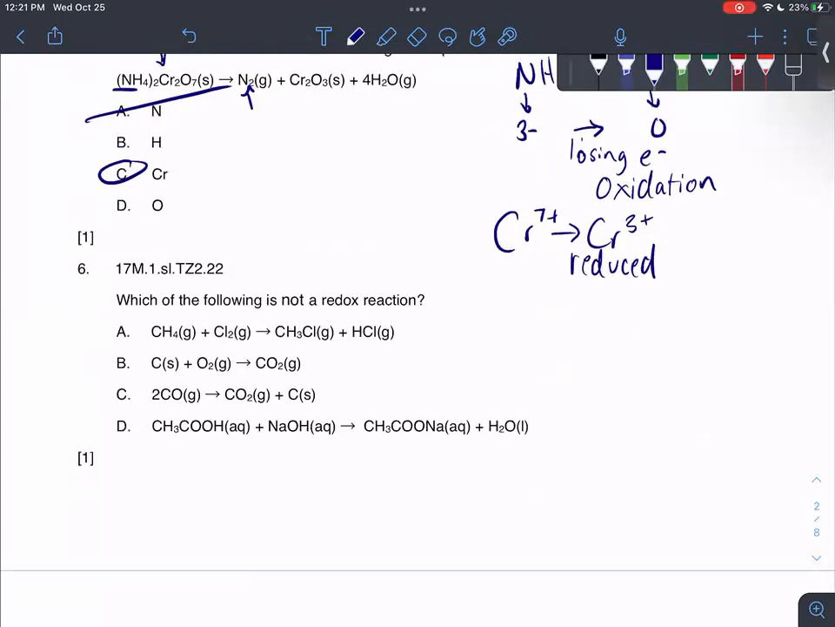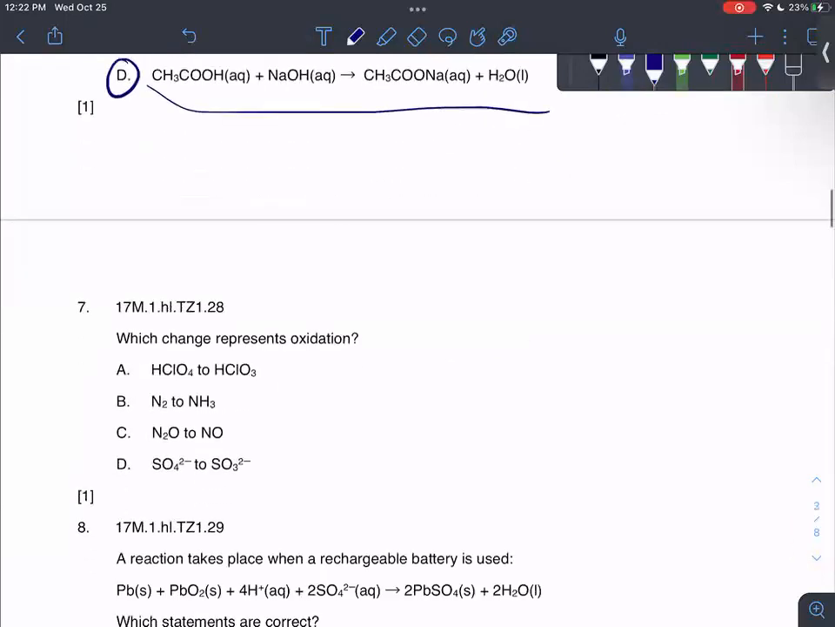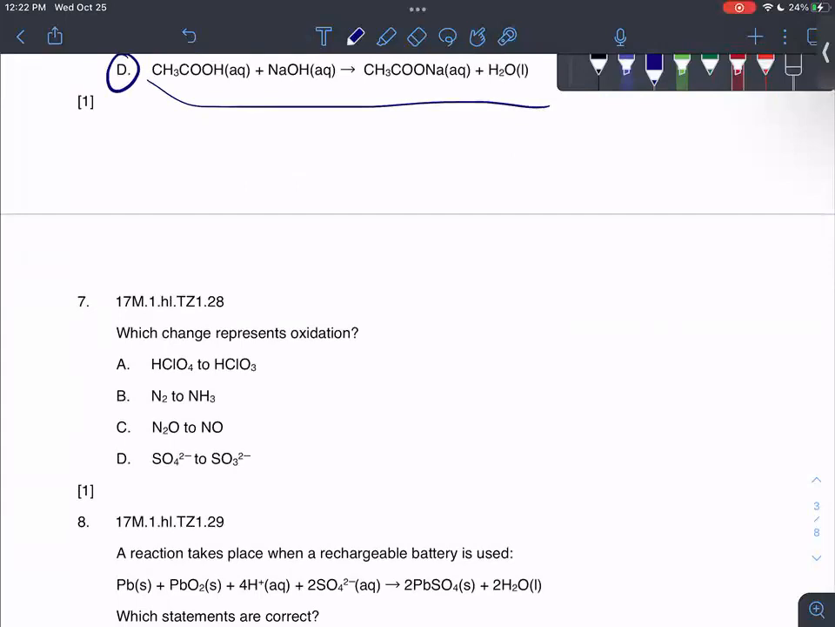All right, which of the following is not a redox reaction? Basically, you just want to check your oxidation states here. We see chlorine's going from 0 to -1, so that's a reduction. Oxygen's going from 0 to 2-, again, reduction. Carbon monoxide to carbon dioxide, carbon is going from 2+ to 4+. Again, a change in oxidation number. So by default, it's got to be D. The other thing is D is just a basic acid-base reaction, exchanging of protons, but no actual change in oxidation state. Moving on to number 7.